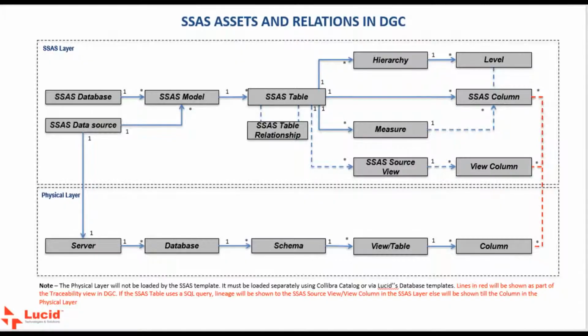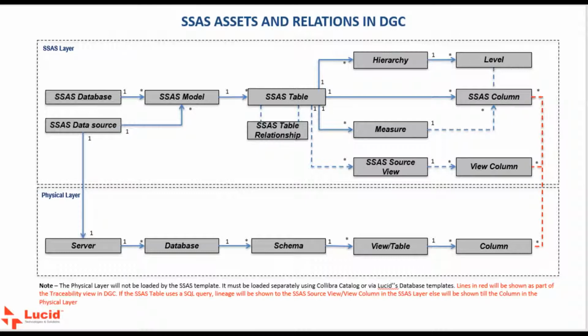Following are the assets and relations that get loaded from the SSAS tabular model into Collibra. SSAS database, model, tables, columns, and measures. The hierarchies and levels on the SSAS tables and the relationship between the tables. SSAS data sources and their relation to the physical layer assets such as the database server, databases, and the data elements such as tables, views, and columns.